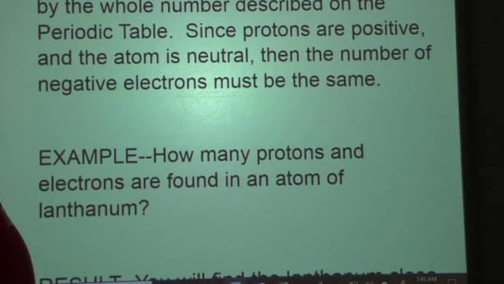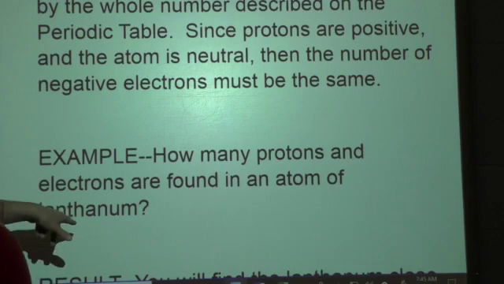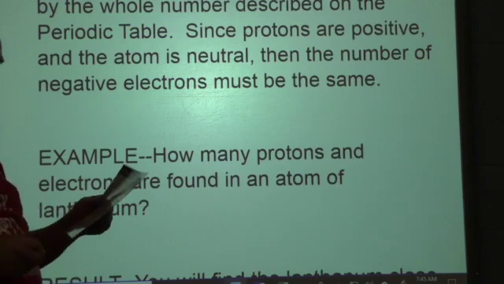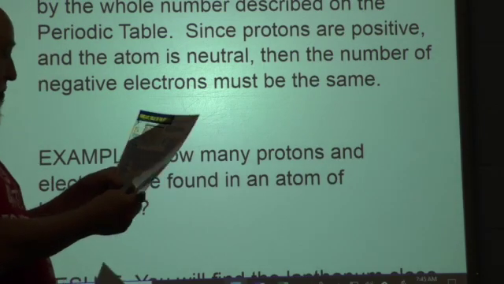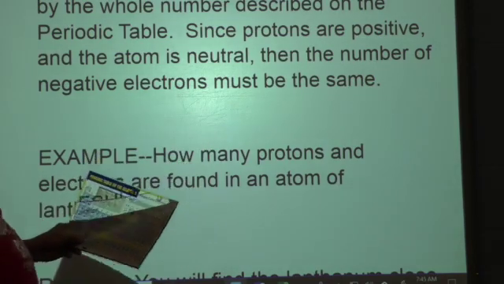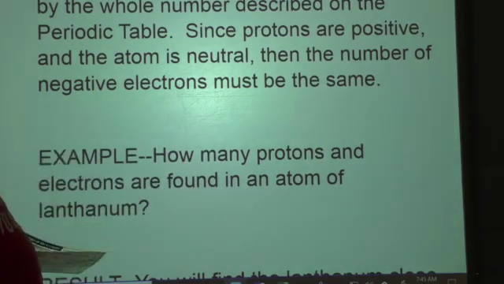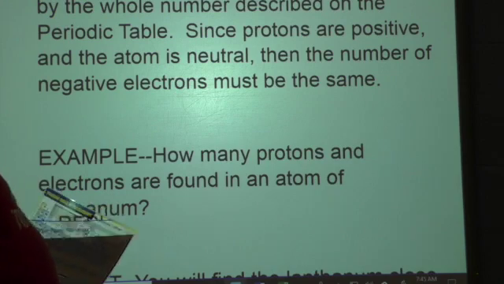So if we take a look at lanthanum, we find lanthanum on the periodic chart. Lanthanum is element number 57. Now the question here is how many protons and electrons are found in an atom of lanthanum.